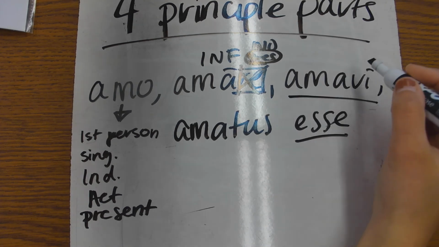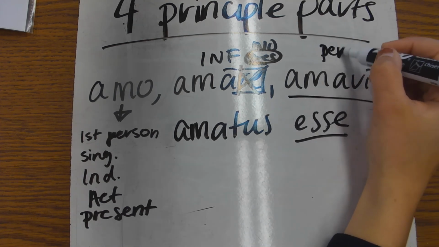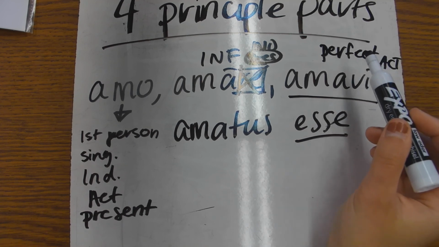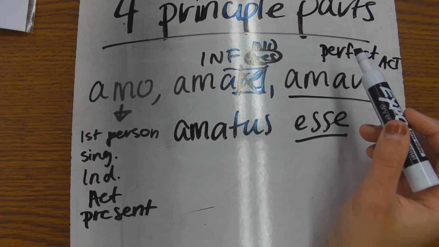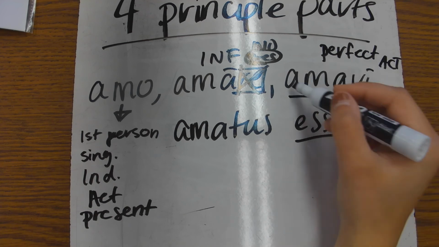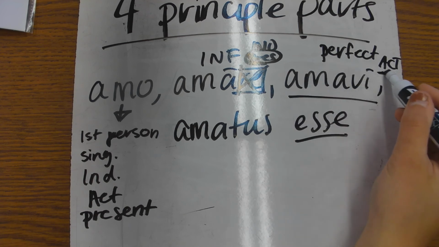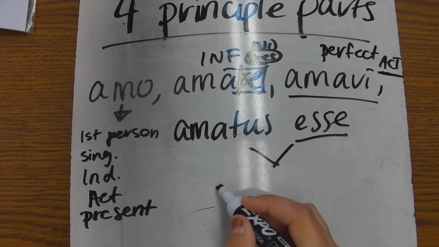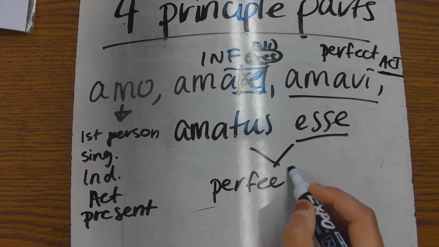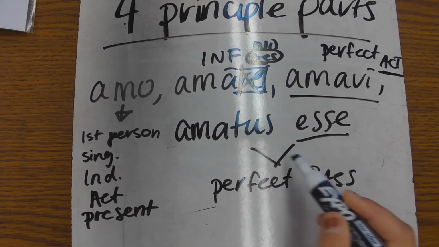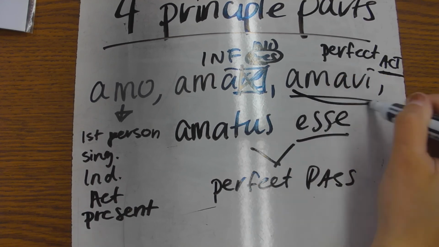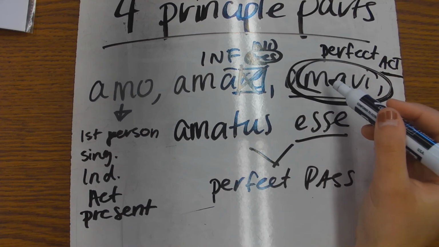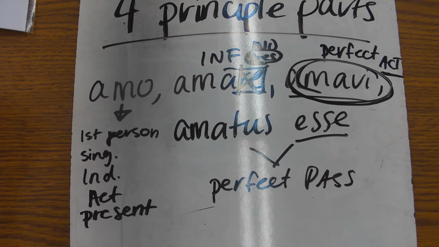Now this is a new one for us. You are going to use it to do the perfect active system. So perfect, pluperfect, and future perfect, you're going to use this right here, just the active. We're not going to learn the passive this year, but this is going to be used for the perfect passive system. Okay, so this is really today the principal part that we're going to be looking at, the third principal part of the verb.